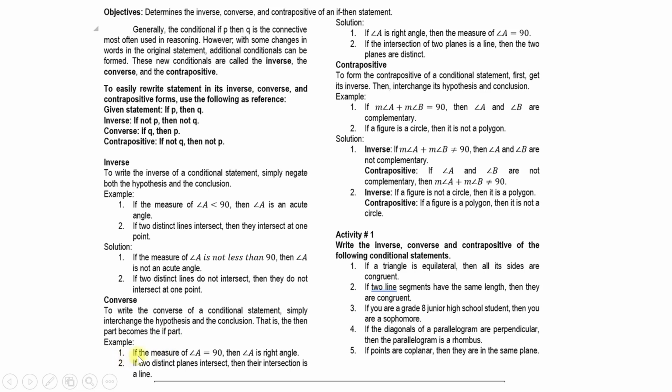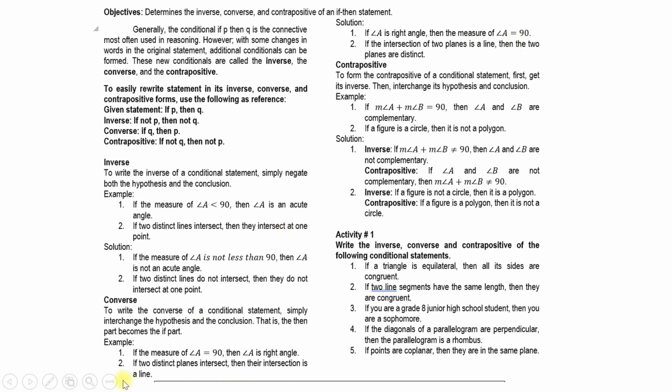Example number 1. If the measure of angle A is equal to 90, then angle A is a right angle. So, mao ni ang hypothesis, mao ni ang conclusion. So, again, ingon man nga converse, balihon lang ang hypothesis and conclusion. So, mahitabo ni, if angle A is a right angle. So, ang atong conclusion ganiha, nahimo na nga hypothesis. Then, the measure of angle A is equal to 90. So, ang atong conclusion, mauna ni ang katong hypothesis kaganiha.